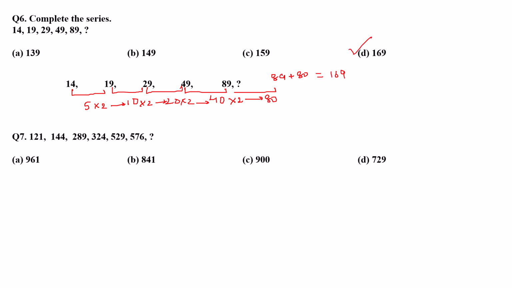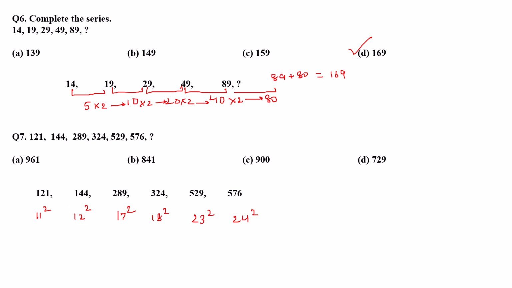Okay, now moving to the next question. Here again it is a series type of question. So if you see the numbers which are given over here, 121, 144, 289 and so on, they all are perfect square numbers, isn't it? 121 is the square of 11, 144 is 12 square, 289 is 17 square, then 18 square, then this is 23 square, this is 24 square, and afterwards what will come, that we have to find. So let's try to find a pattern. See, after 11 is 12. Just the successor of 11 is 12, that square is given.